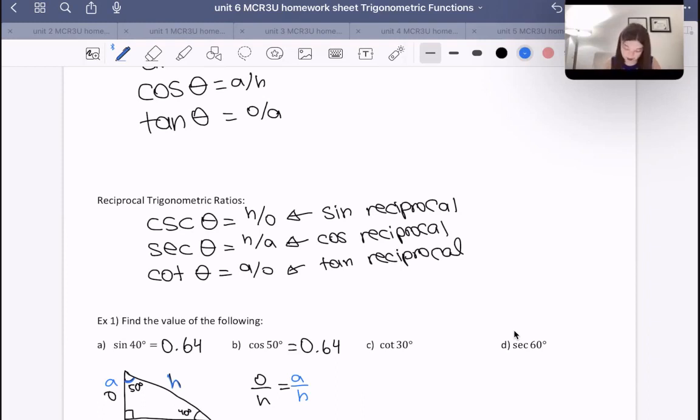So that's why. Now, we don't know what O and H are, right? This triangle could be infinitely many triangles.